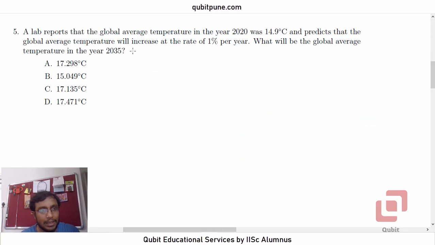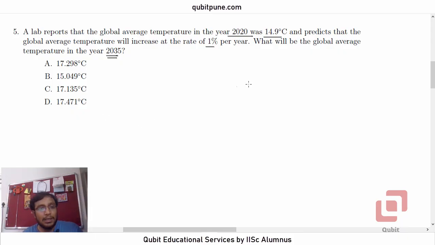Question 5. A lab reports that global average temperature in the year 2020 was 14.9 degrees Celsius and predicts that the global average temperature will increase at the rate of 1% per year. What will be the global average temperature in the year 2035? And we have got 4 options. This is a simple problem, and the principle is the same one we use to calculate compound interest. Because it is increasing at the rate of 1% per year, the increase will be of the previous year's temperature.